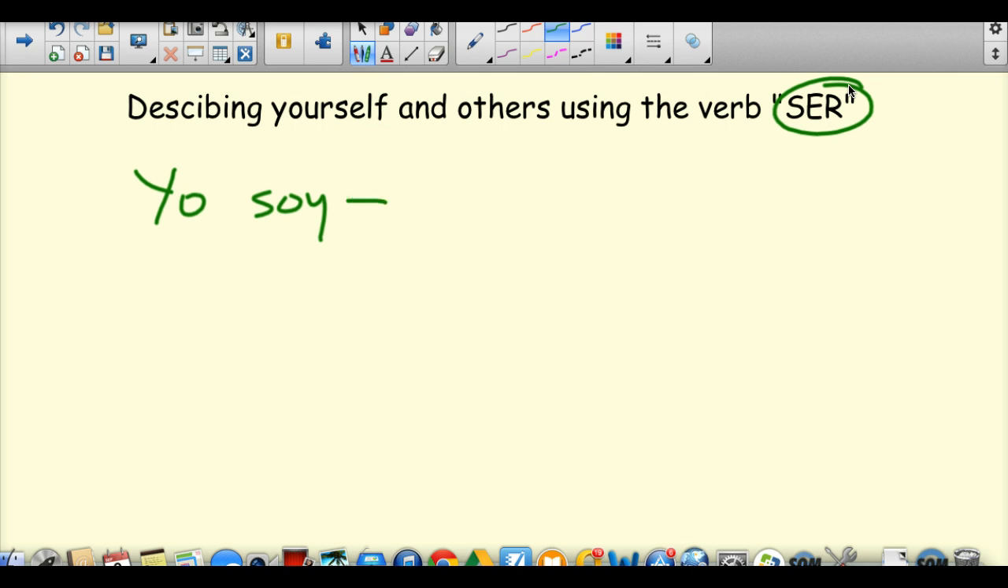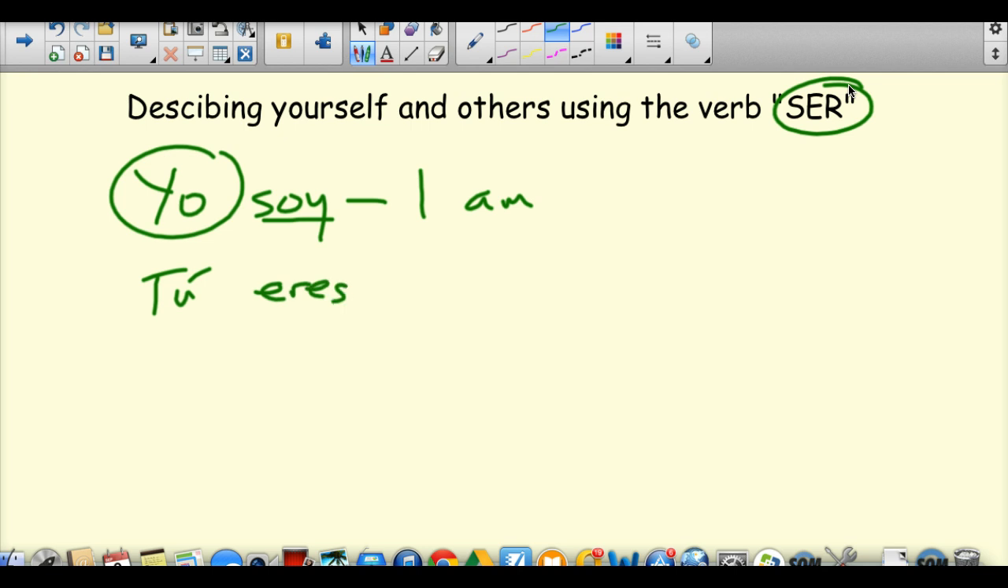Basically, yo soy is your I am. We know that when we talk about yo, it means I, and soy is the conjugation of the yo form, meaning I am. If you want to ask someone a question, you would use the tú form. You're asking them specifically a question, and that's going to be you are.